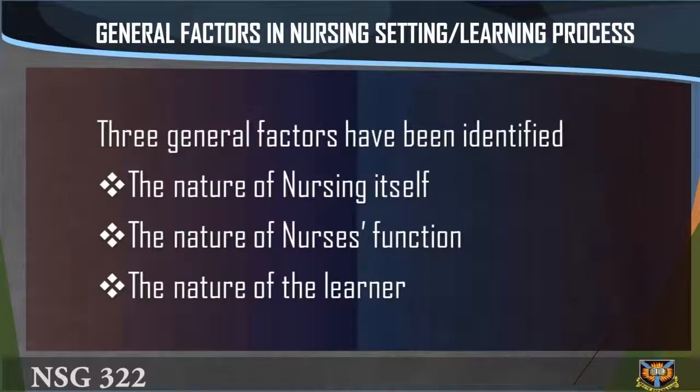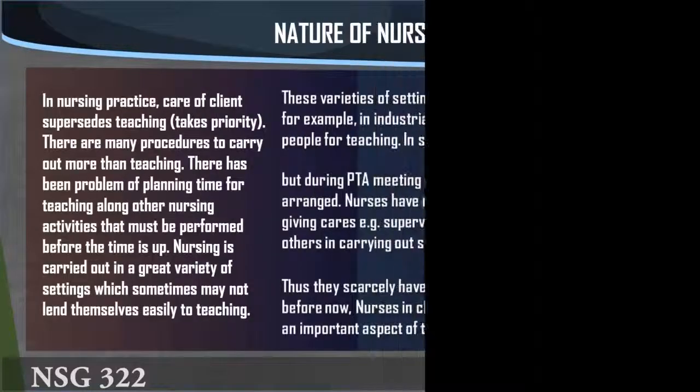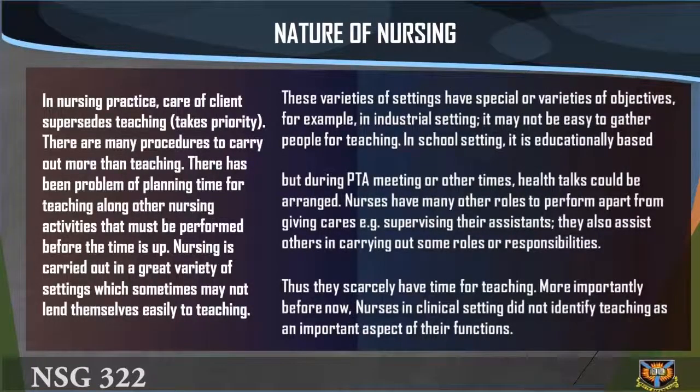General factors in the nursing setting or learning process. Three general factors have been identified: the nature of nursing itself, the nature of the nurse's function, the nature of the learner. Nature of nursing: in nursing practice, care of the client supersedes teaching and takes priority. There are many procedures to carry out more than teaching.